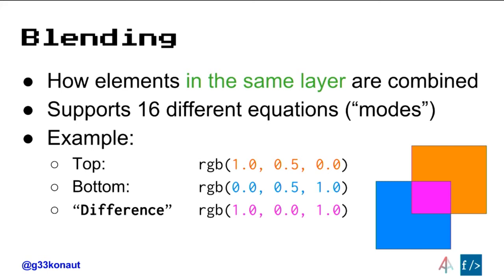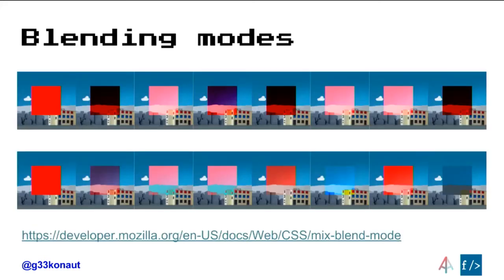Rectangle, so you have 1.0 for the red in the orange rectangle, you have 0 for the blue one, and that gives 1 minus 0 is 1. Great. 0.5 minus 0.5 is 0. And 0 minus 1 is minus 1, but that's outside of 0 and 1, so we're going to put it to 1. Great. So that's one of the many blend modes.